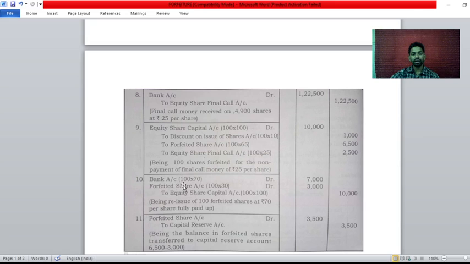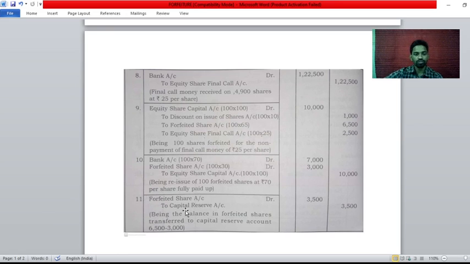Now it's related to the reissue. Bank account debit rupees 7,000, which means 100 shares are reissued at 70. Forfeited shares account debit 3,000, this is the loss there. For these 100 shares there was 100 rupees, but now it's 70, so it's a loss of 30 rupees. 100 into 30 is 3,000, to equity share capital account 100 into 100, it's 10,000, being reissue of 100 forfeited shares at rupees 70 per share fully paid up.